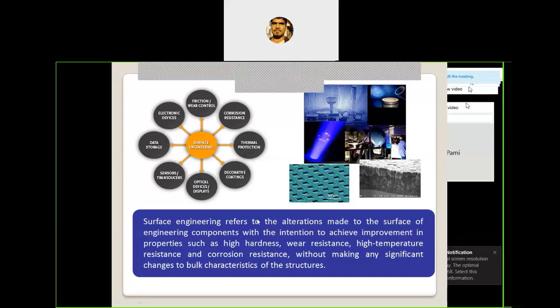Yes, this is surface engineering. Surface engineering, also called surface treatment, refers to the alteration made to the surface. Only alteration made to the surface.